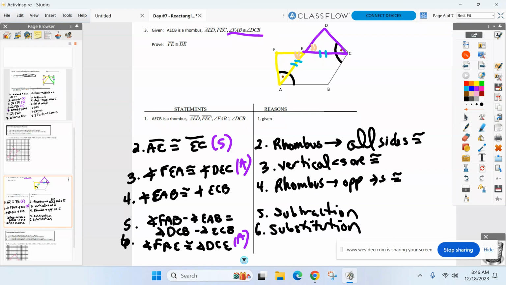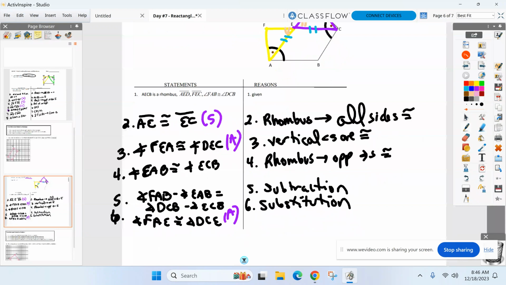So two more steps. The triangles are congruent and then CPCTC, but I need to know from somebody because up here I have two angles and a side. So it could be angle, angle, side or angle, side, angle. You guys got to figure out where that side is, in between or no. So triangle FAE is congruent to triangle DCE.